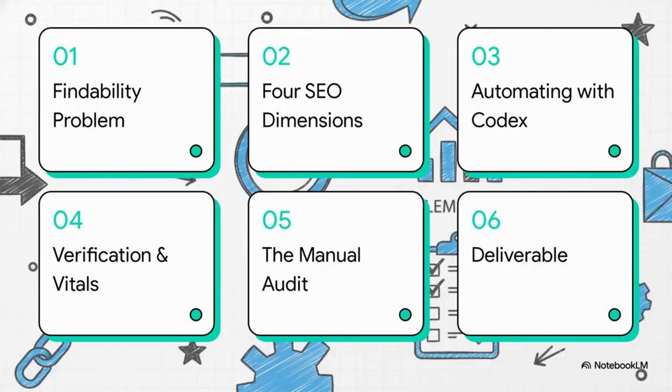Right, let's map out our journey. We'll start by defining the findability problem itself. Then we'll break SEO down into its 4 core dimensions. We'll see how to automate the whole process using Codex, then dive into how we verify everything with Core Web Vitals and a manual audit. And finally, we'll define our deliverable and see what's next.